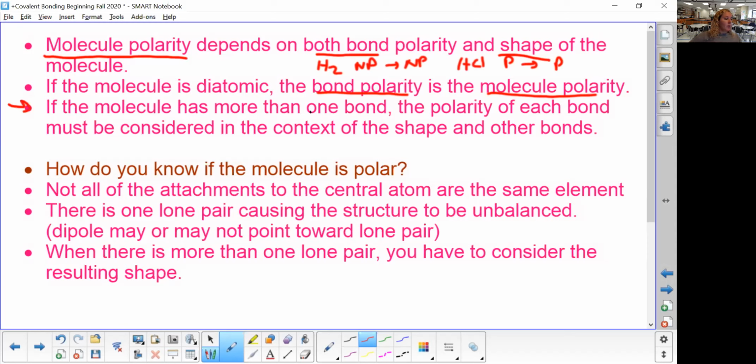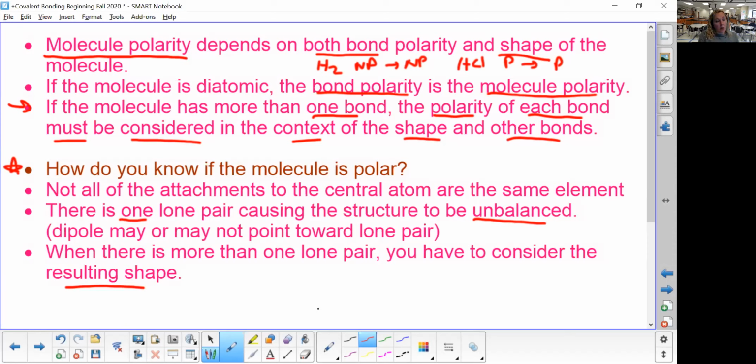If the molecule has more than one bond, the polarity of each bond must be considered in the context of shape and other bonds. So you have to look at all your dipole moments, if you have more than one, and if there are lone pairs of electrons. So how do you know if the molecule is polar? Not all of the attachments to the central atom are the same element. That's a big giveaway. There is one lone pair causing the structure to be unbalanced. Big giveaway. The dipole may or may not point towards the lone pair. When there is more than one lone pair, you have to consider the resulting shape.